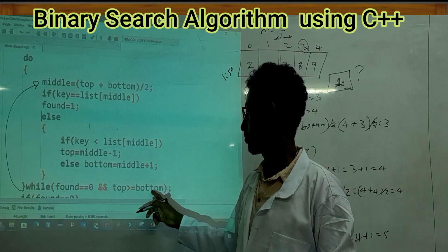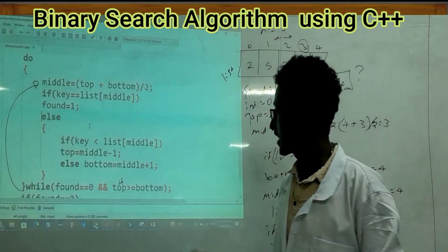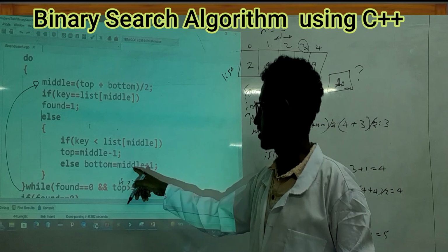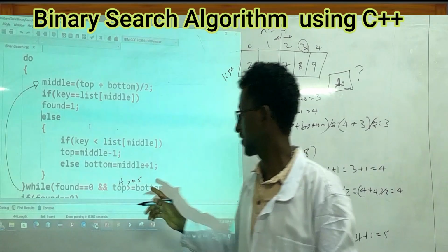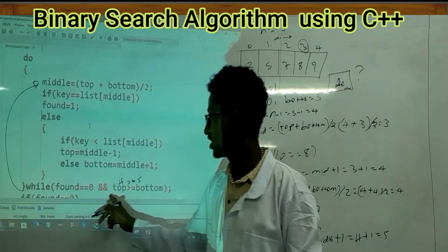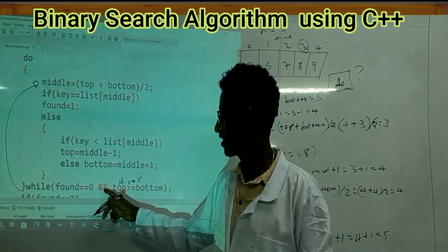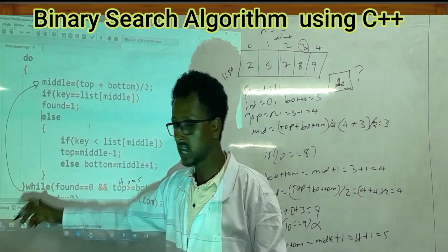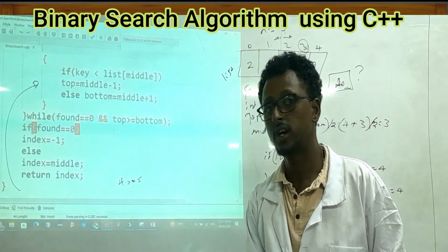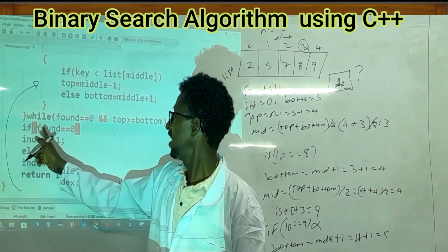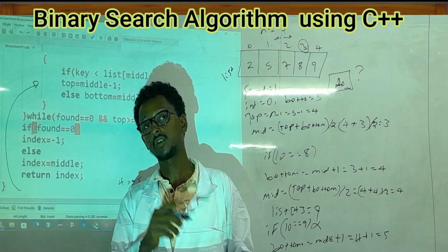Therefore, top greater than or equal to bottom. Top is 4, not changed. 4 greater than or equal to bottom, and bottom is the new value 5. Is this condition true? False. Therefore, the entire while condition is false because it is connected using the logical AND operator. The do while loop is exited and goes to the first statement after the while loop. Therefore, if found equal to 0, yes, we didn't get the index of the required key.